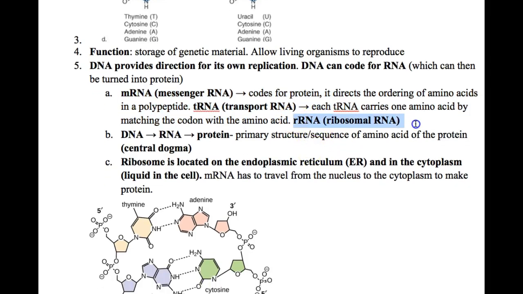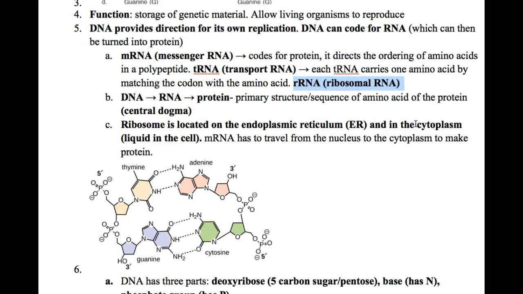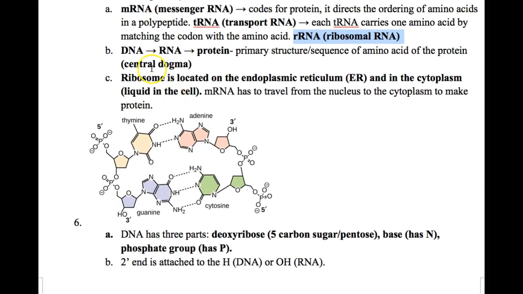The last one is rRNA, ribosomal RNA. If you studied over the weekend, which you should have, rRNA is a part of the ribosome. It's something that allows the ribosome to function. There are other types of RNA as well, but we don't really go into those in our class.